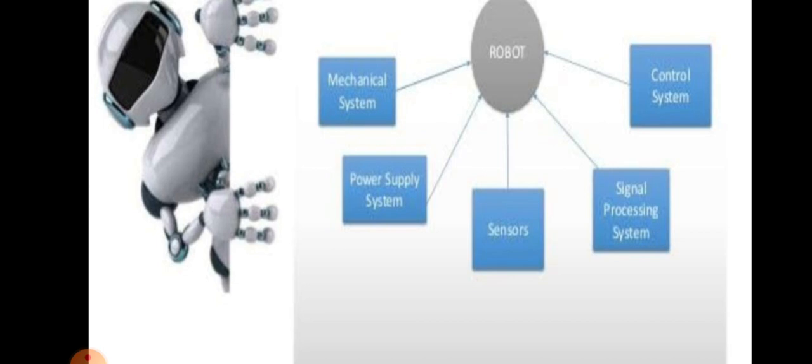As we humans have different types of systems like the digestive system, respiratory system, circulatory system, skeletal system, and excretory system, robots also have types of systems: the mechanical system, power supply system, sensors, signal processing system, and control system. I would like to go deep into two topics, the mechanical system and the power supply system. So, let's get started. Mechanical system.